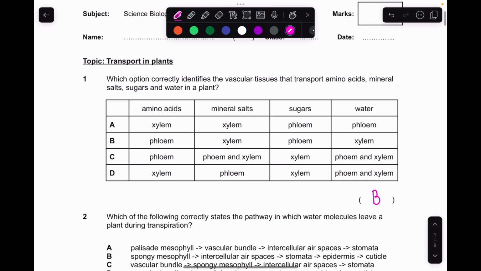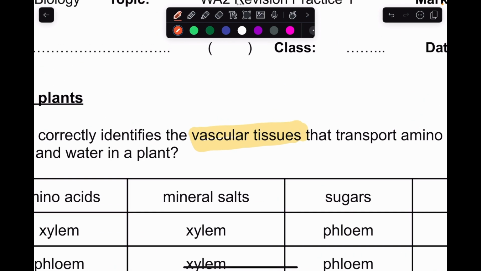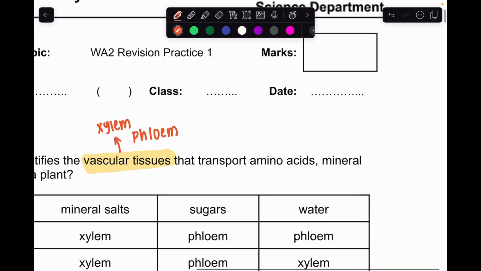Question 1 says: which option correctly identifies the vascular tissues that transport amino acids, mineral salts, sugar and water in the plant? First things first, remember when I refer to the vascular tissue in the plant, it refers to both the xylem and the phloem that is inside the leaf, the stem, etc. Do take time to remember the positions of the xylem and the phloem.